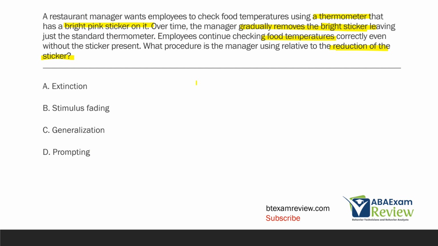C, generalization. I'm sure the manager would love generalization, but nothing in the question hints at us thinking about generalization of this behavior. We're looking at the reduction of the sticker. And then D, prompting. Yes, the manager was prompting with the bright pink sticker, but we're looking at the reduction of that prompt. And when we're talking about reduction of the prompt, or reduction of the sticker in this case, we're going to be talking about B, stimulus fading. Focus on what the question is asking.